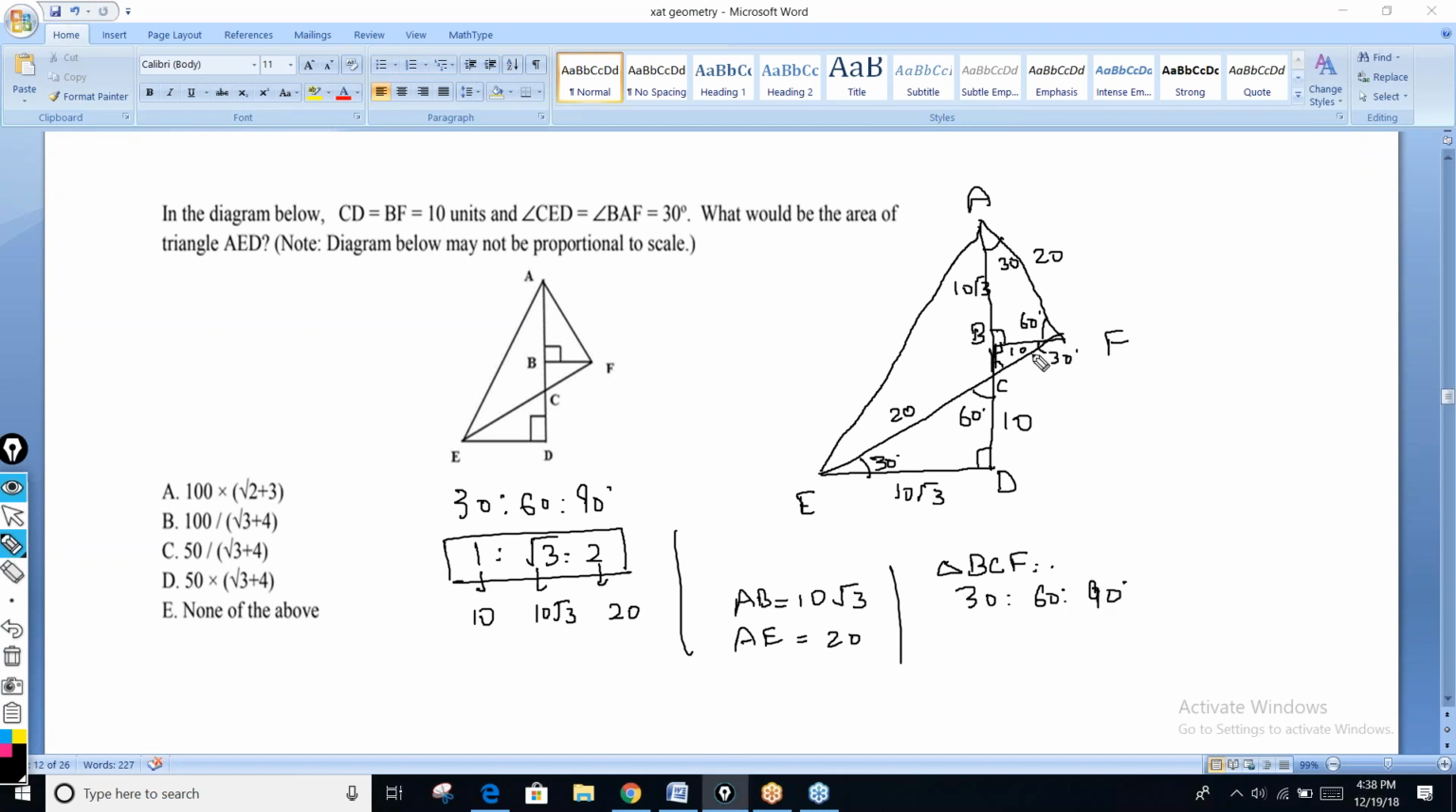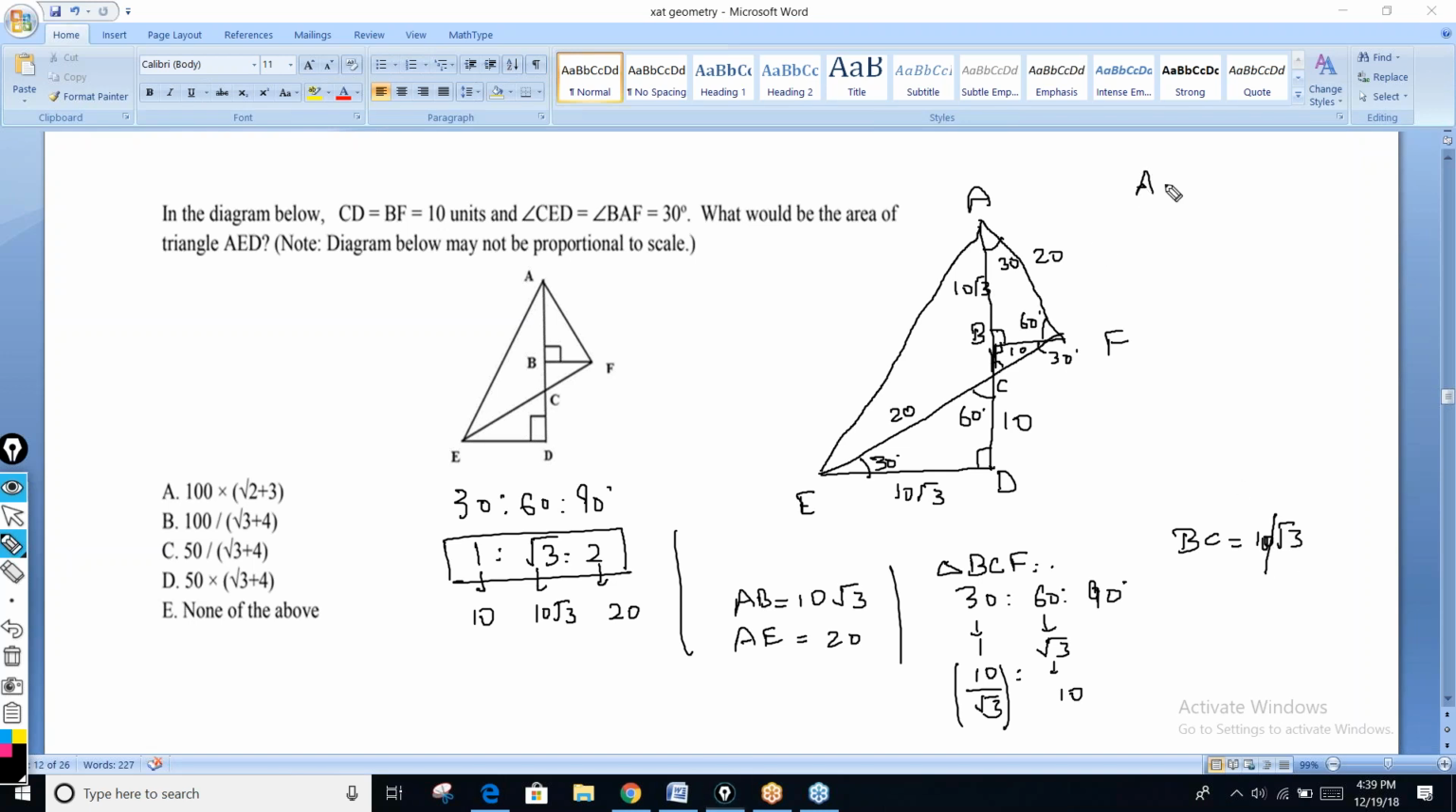So the side in front of 60 is given as 10 this time. So root 3 basically denotes 10, and we need to find this length, that is 1. So 1 will be 10 upon root 3. So that BC length is 10 upon root 3. So can you tell me the total length? That is 10 root 3, that is 10, and that is 10 upon root 3.